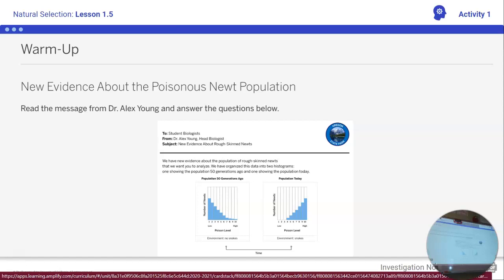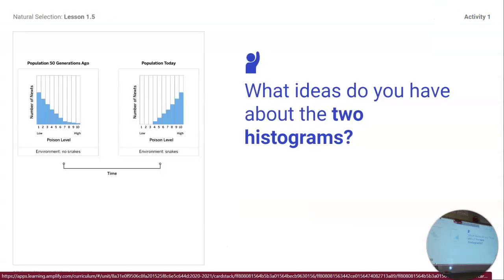You're reading that prompt. Once again, there are 3 questions. The first one, which description matches the histogram of population 50 years ago? And then the second one, which description matches the histogram of the population today? And then the third question, how has the rough-skinned newt population changed? About 2 minutes, and then we'll discuss.